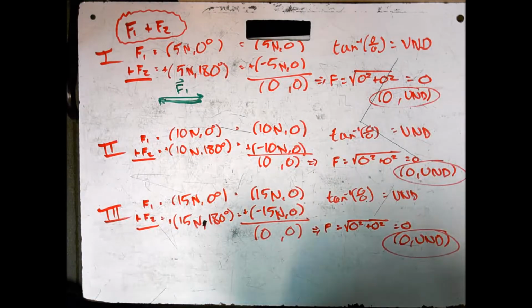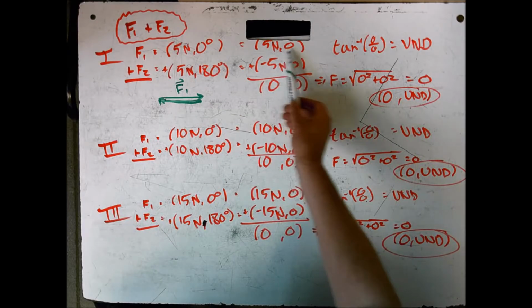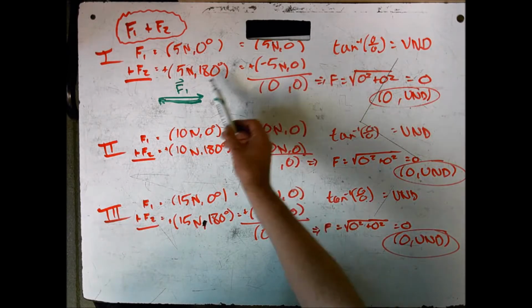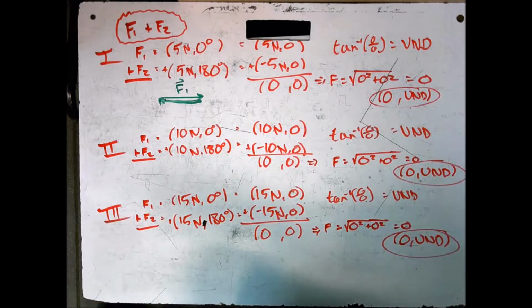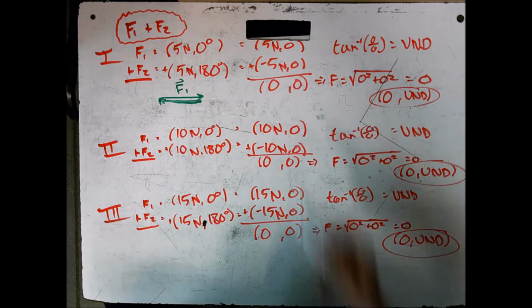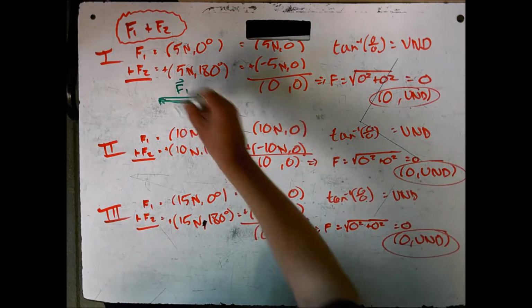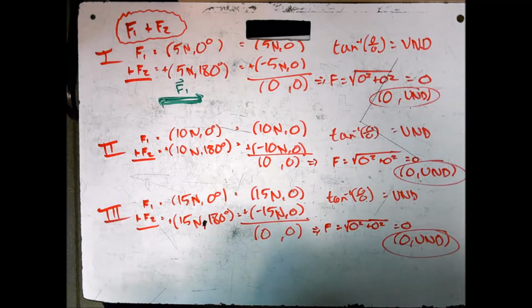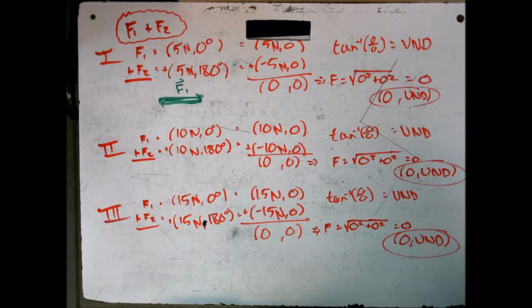Now notice that 0 degrees means nothing in the y direction, it's all in the positive x direction. 180 degrees means nothing in the y direction, it's all in the negative x direction. Does that make sense? I mean, you can use cosine and sine if you want. But, so you have this force plus this force equals 0. So when you add the two forces together, you get 0 force.